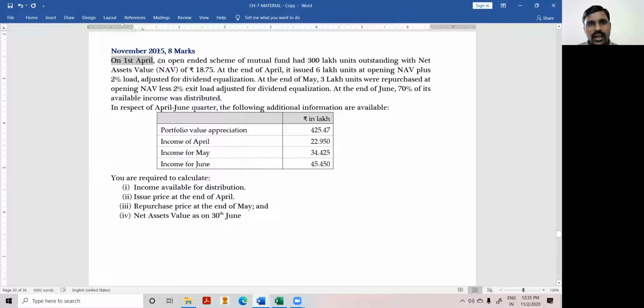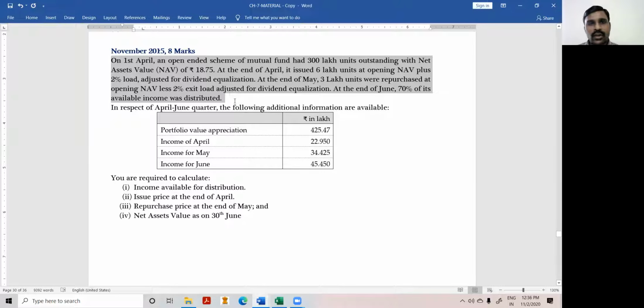On 1st April, an open-ended scheme of mutual fund had 300 lakh units outstanding with net assets value of rupees 18.75. At the end of April, it issued 6 lakh units at opening NAV plus 2% load, adjusted for dividend equalization. At the end of May, 3 lakh units were repurchased at opening NAV less 2% exit load, adjusted for dividend equalization. At the end of June, 70% of its income was distributed.